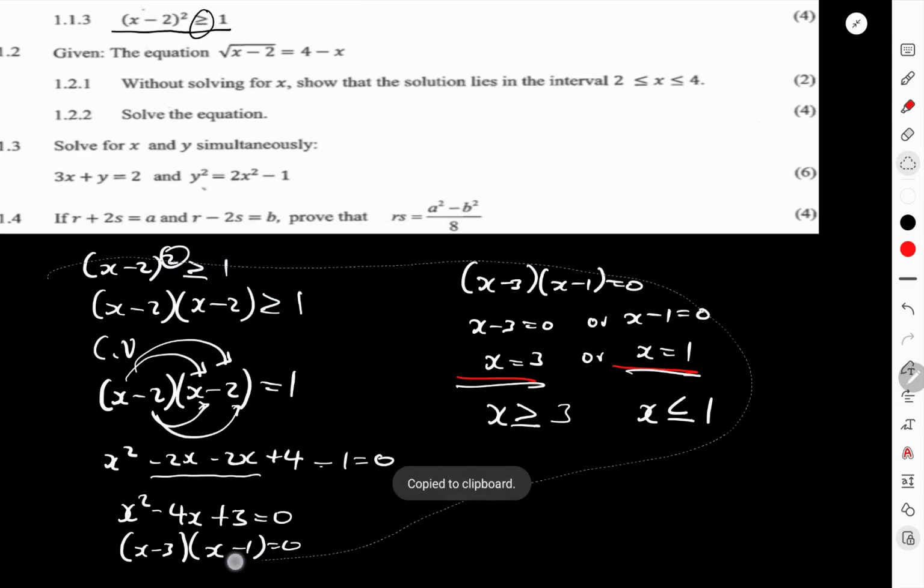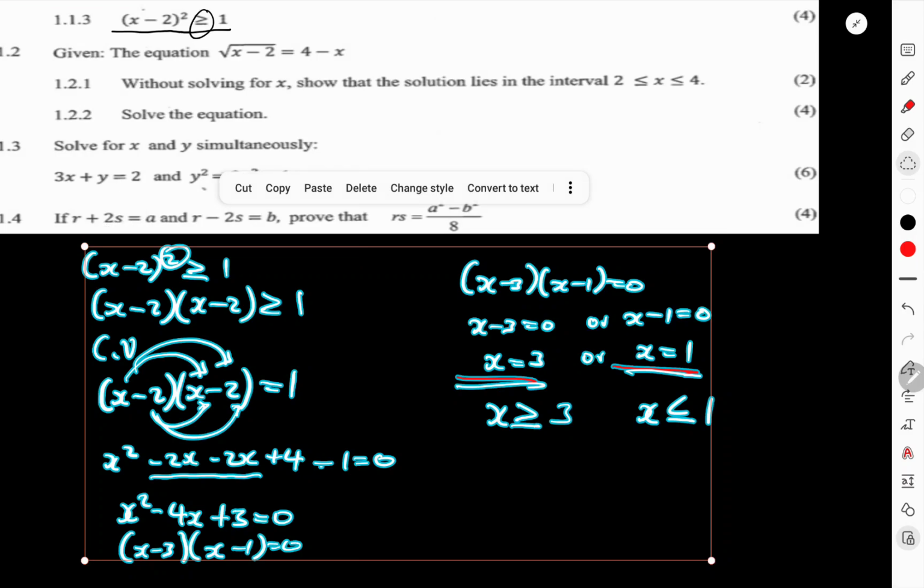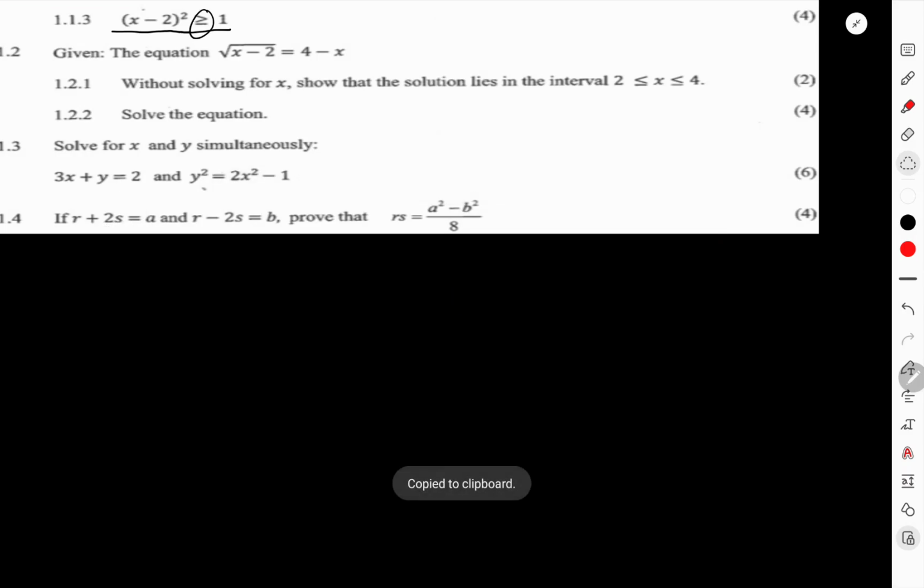So we are going to do question 1.2. Now 1.2, we have 1.2.1. So we are given x minus 2 is equal to 4 minus x.